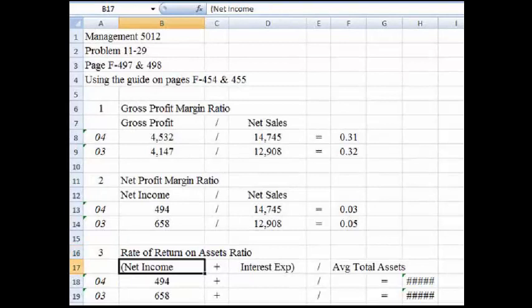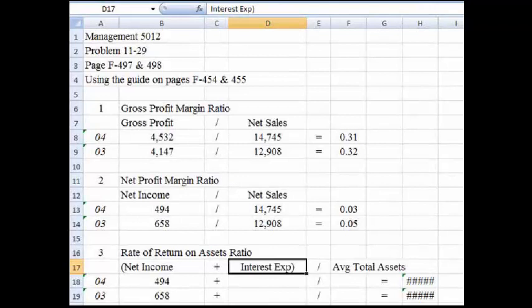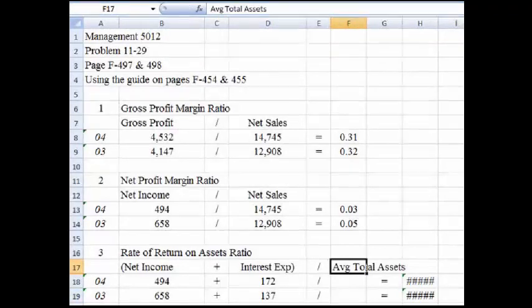On your screen, the net income needed to calculate this ratio has already been filled in. The next number needed is interest expense, and that is found most of the way down the income statement on page F497. For 2004, it is $172,000 and goes on the line directly under interest expense. For 2003, it's $137,000 and goes on the line directly below the $172,000.